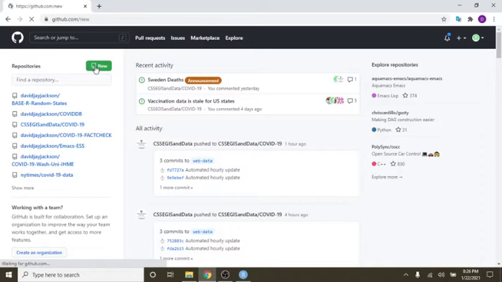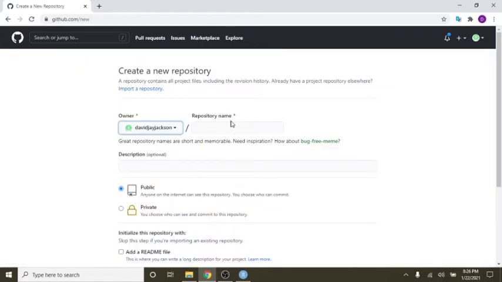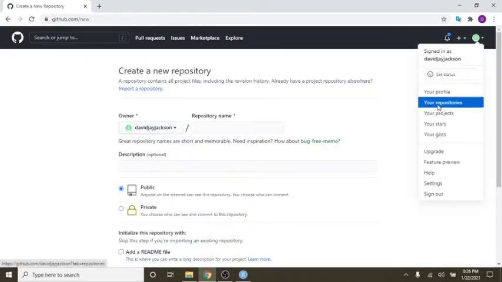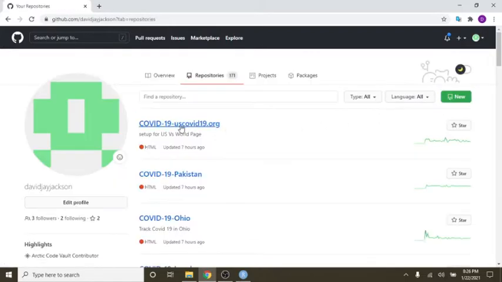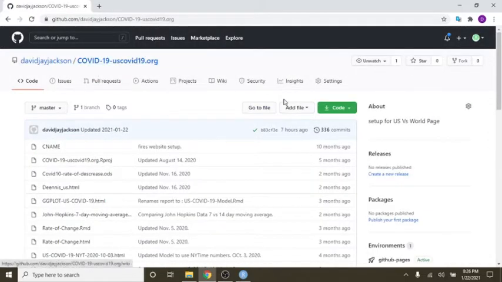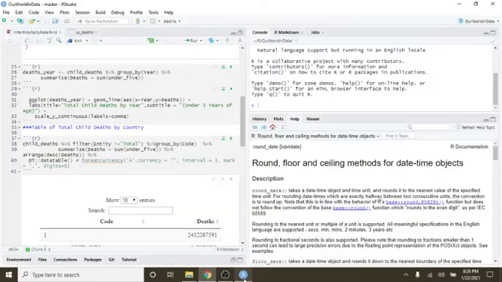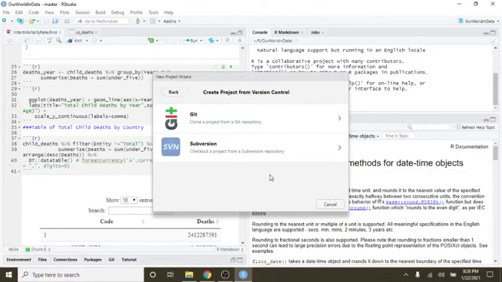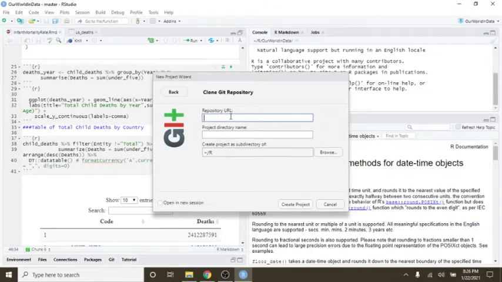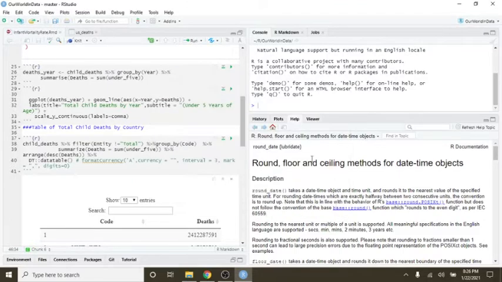So what you do is select new, create a new data project. Go to your project, click on code, and then you can download a zip file, or you can also copy the link here. Come over here, and now you've got your repository of all your data for this project. I really can't emphasize the importance of that enough.